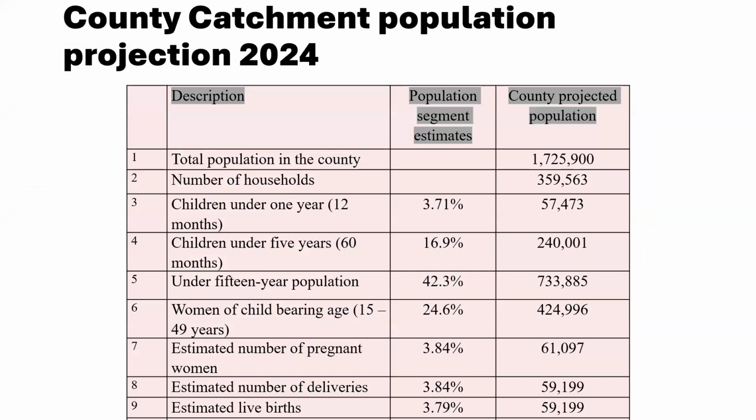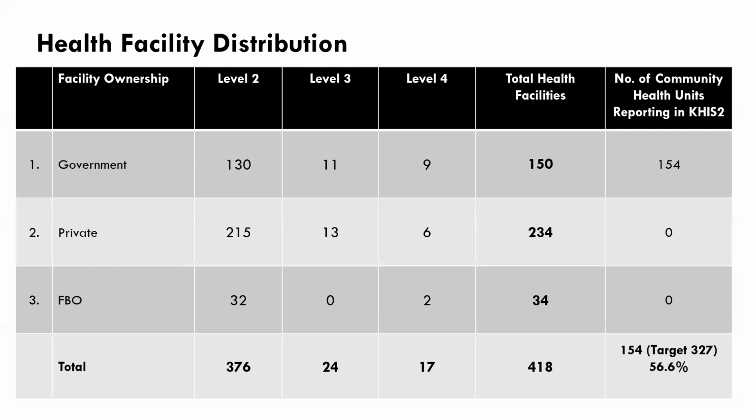That is our catchment population. So Kilifi has a catchment population of approximately 1.7 million. And that is the women of childbearing age and the expected deliveries. Kilifi health facility distribution: our county has more private facilities. You can see we have 234 facilities which are private, compared to 150 facilities in the government, and 34 which are FBO.